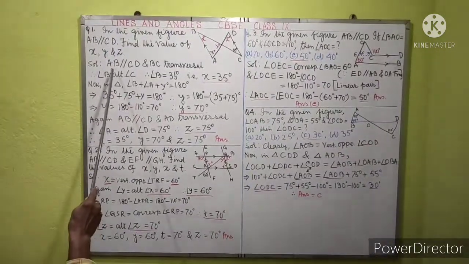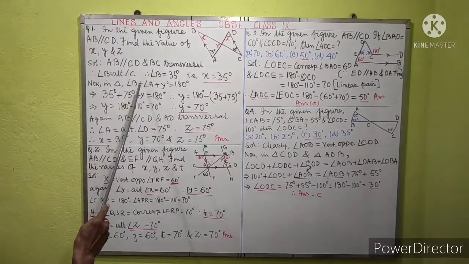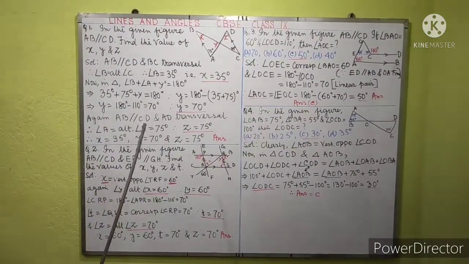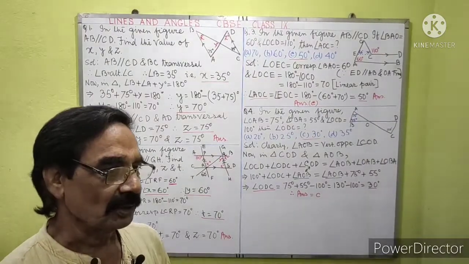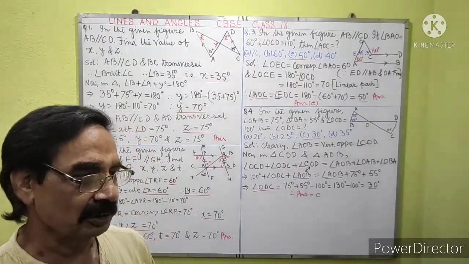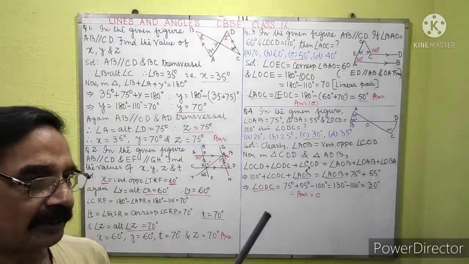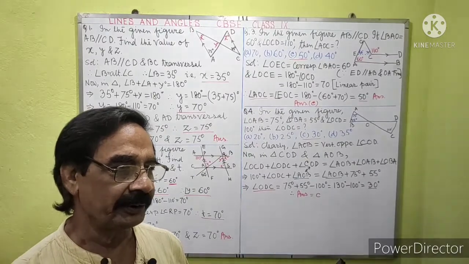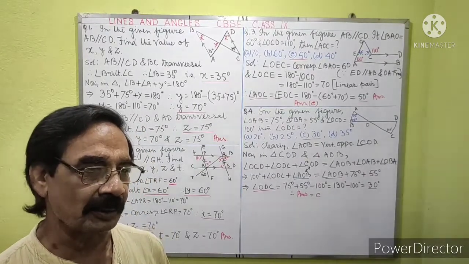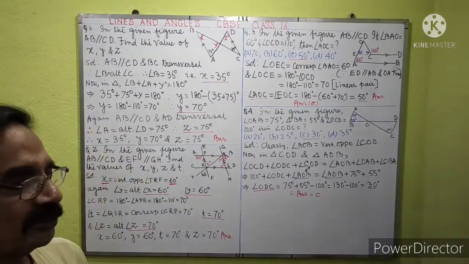Now the solution. AB parallel CD and BC transversal. When two parallel straight lines are intersected by a transversal, the alternate angles become equal, the corresponding angles become equal, and the co-interior angles are supplementary. We have to follow these things.